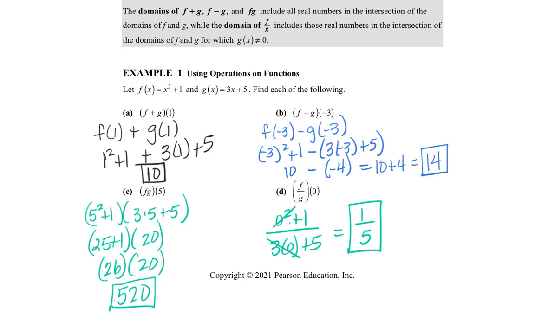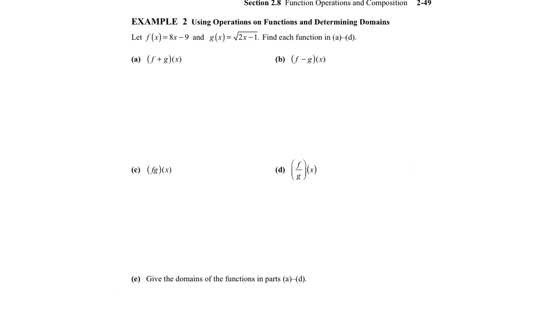All right. Now let's look at using operations on functions to determine the domains. So here it says f plus g. So you're just going to add these two together. So you have 8x minus 9 plus the square root of 2x minus 1, and that's all underneath the square root. Now, what's the domain? Well, remember, for this part it is all real numbers.